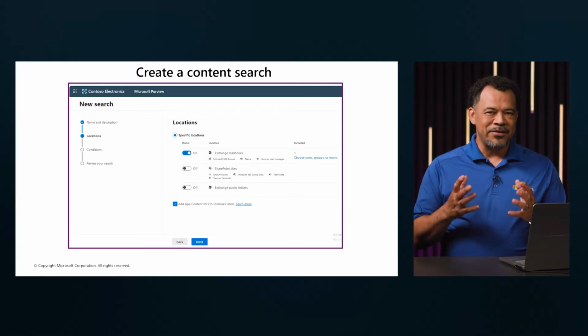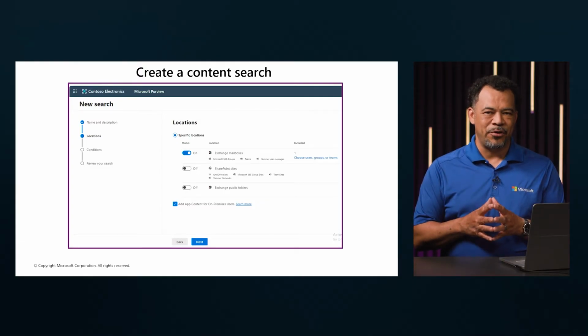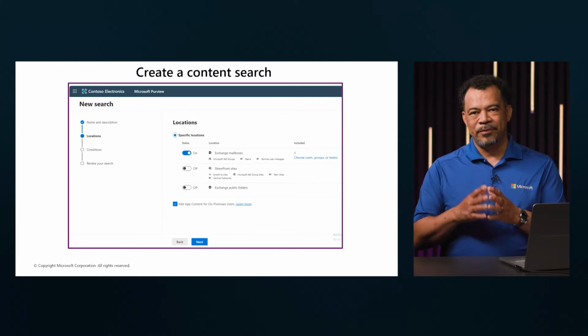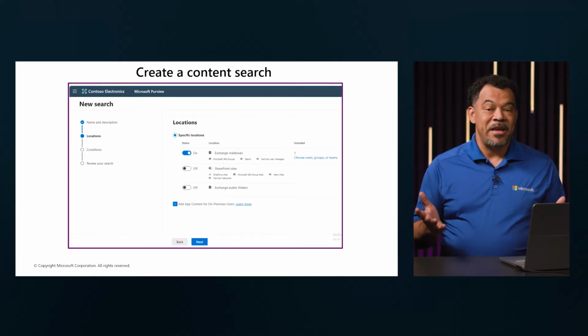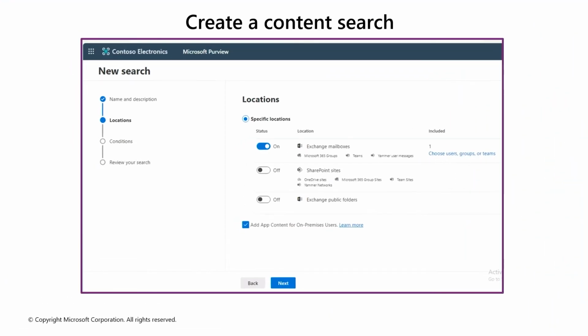You can see that Exchange mailboxes are turned on, meaning the search will include emails, Microsoft 365 groups, and even Yammer messages. On the other hand, SharePoint sites and Exchange public folders are currently turned off, so those won't be included unless you toggle them on. This gives you a lot of flexibility, and you can target exactly what you want to look for, whether it's email, documents, or other collaboration spaces.